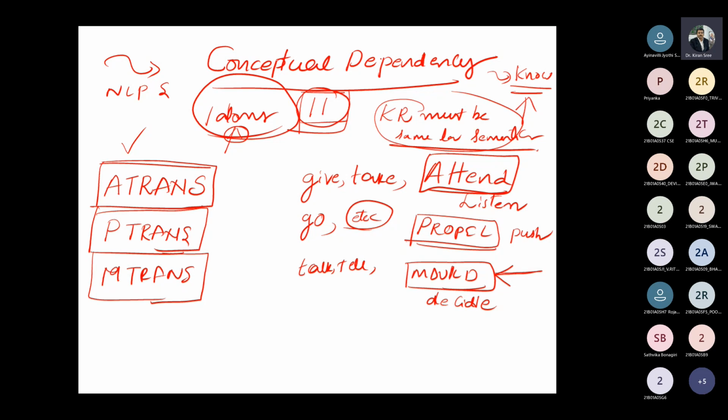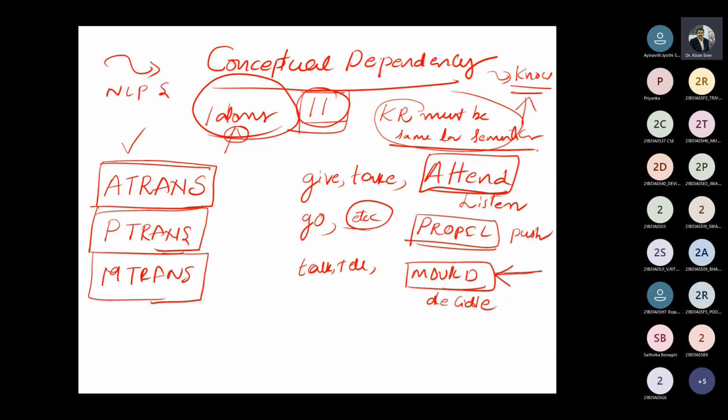You listen to the statements, then you take a decision. Then we call it mbuild. Propel is to apply some force. A trans is your abstract transfer. You will be having a benefit, or you give something, so you lose. P trans is physical movement. M trans is to talk or tell. These are the six primitives that are very important, and the other primitives we'll see.